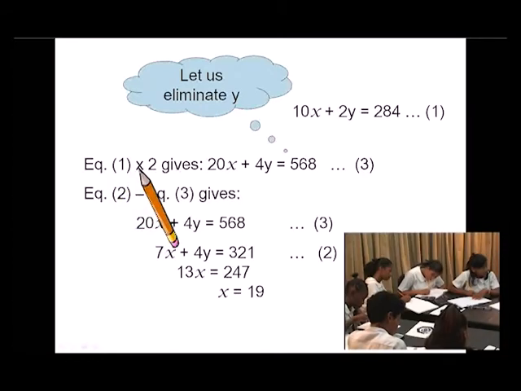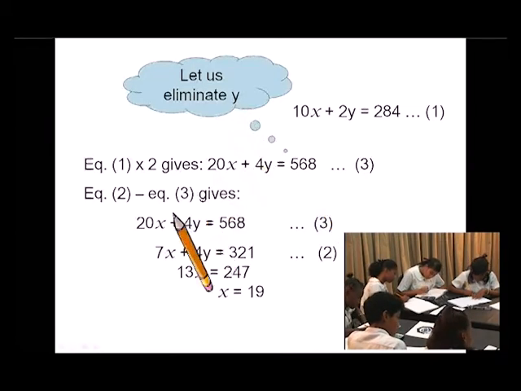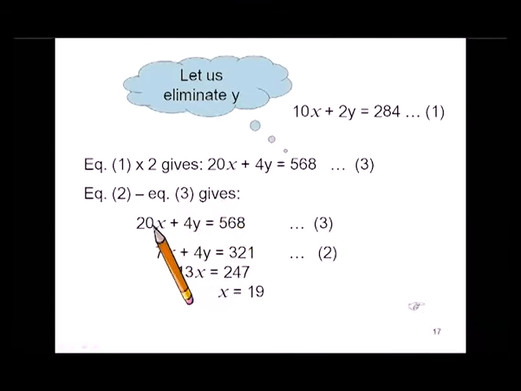Equation 1 multiplied by 2 gives 20x plus 4y equals 568. Equation 2, take equation 3, gives 7x plus 4y equals 321. 13x equals 247. x equals 19.